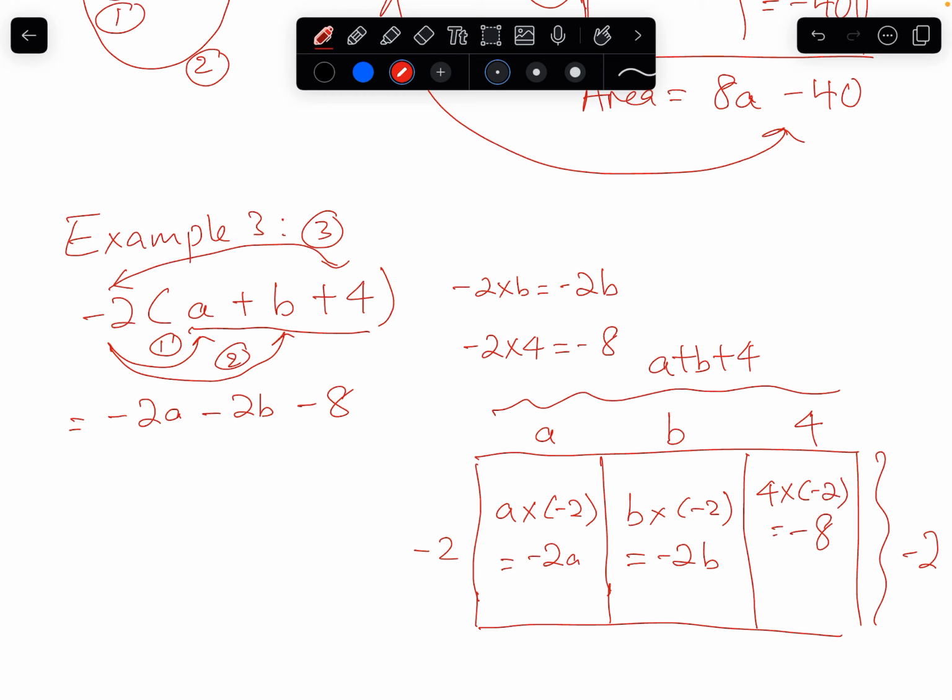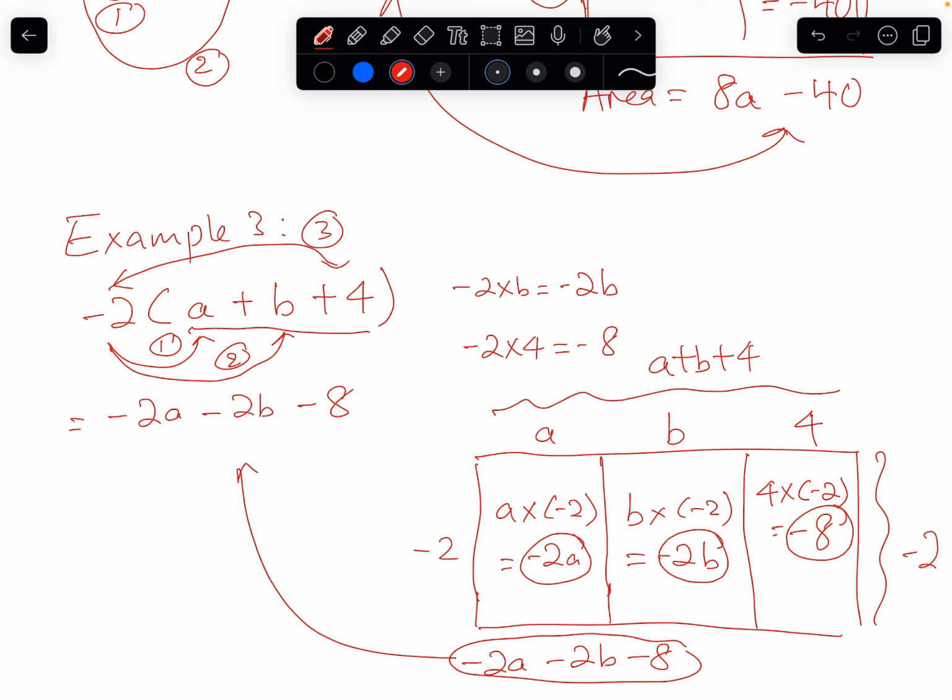And again, if you put everything together, it's going to be -2a minus 2b minus 8. You just literally combine everything together. And that's how you get the answer to look the same as this. All right, hopefully this quick tutorial helps you to be able to expand or multiply with what we call a single bracket.